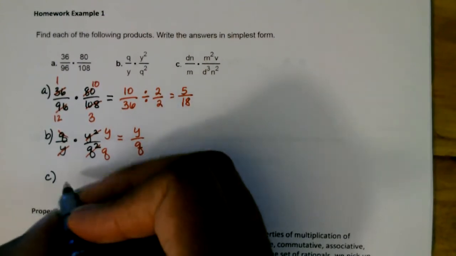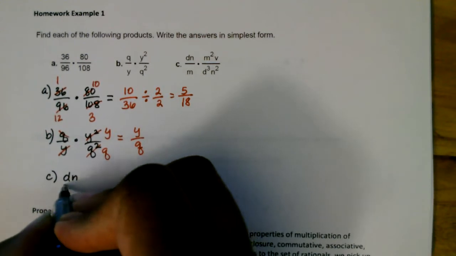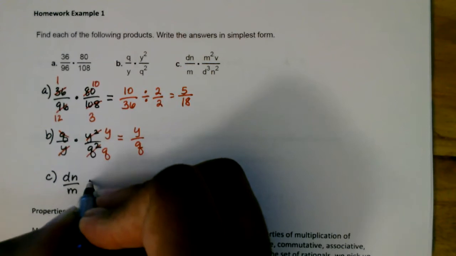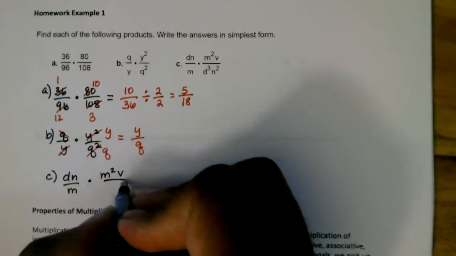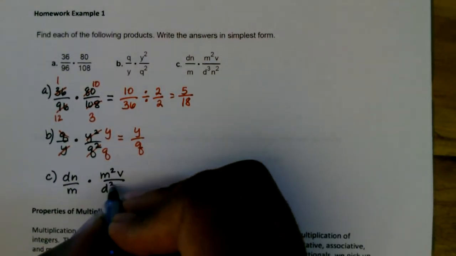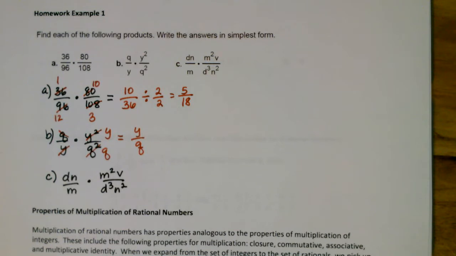And part C, D over N, dN over M, dN over M times M squared B over D cubed N squared. And in this case here, we can do cross dividing here as well.